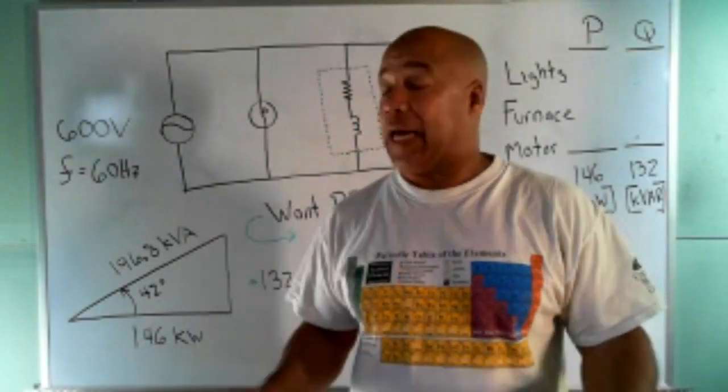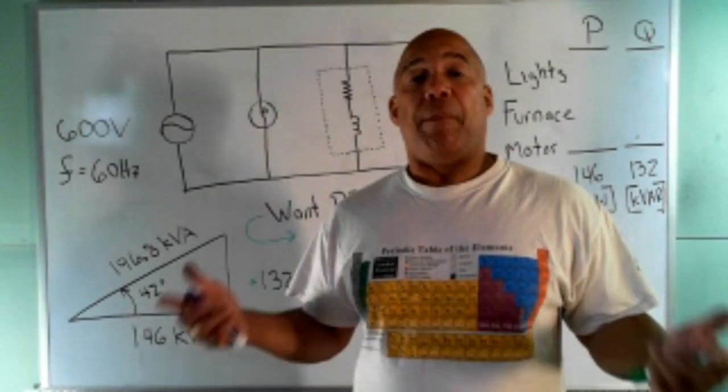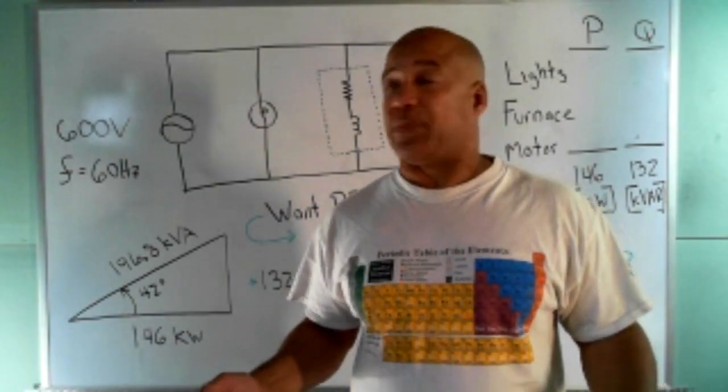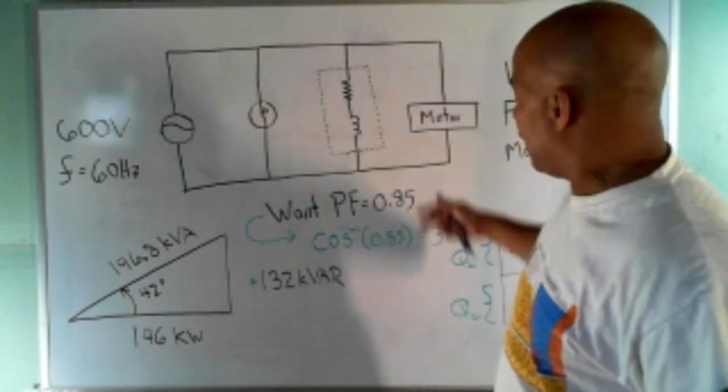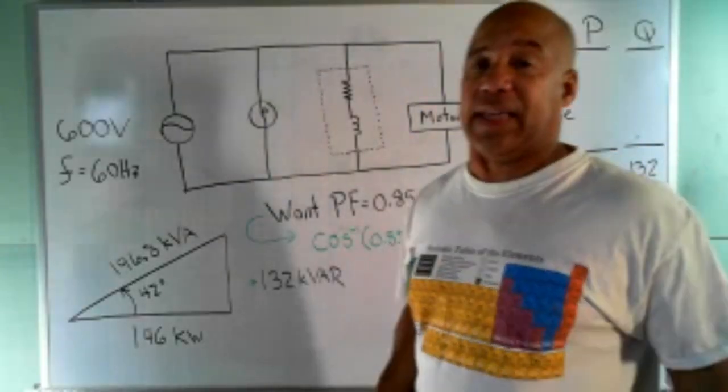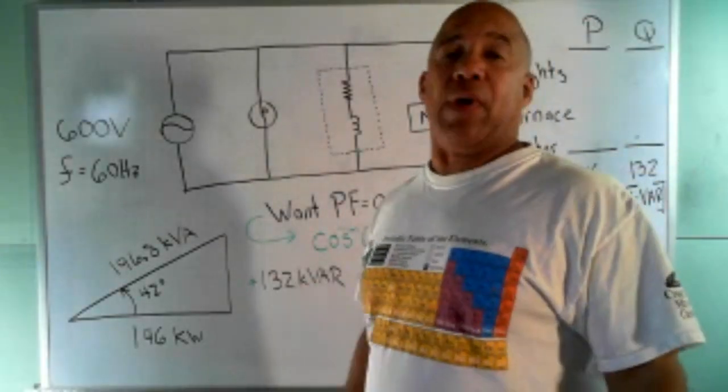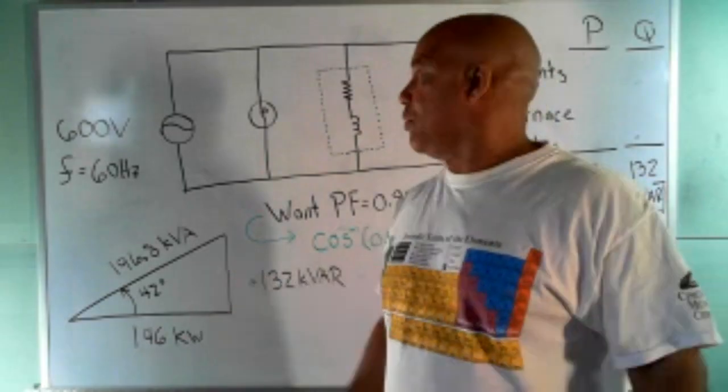I don't know who figured this out, but whoever did it was a genius, because you can actually add capacitance to the circuit to increase our power factor, which overall, as you're going to see at the end of this, is going to make our circuit way more efficient. And so how do you do that?